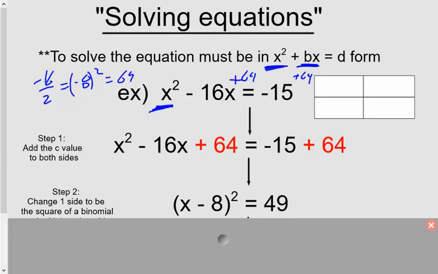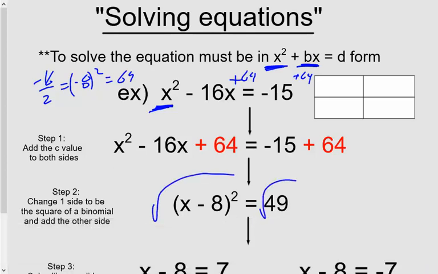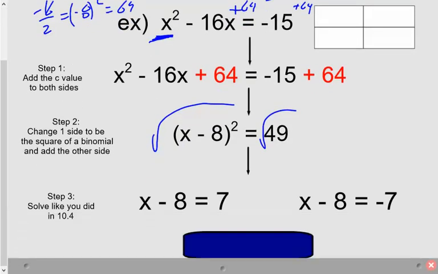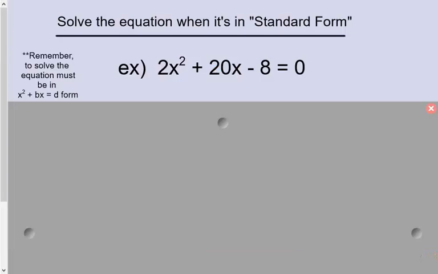Now basically what we're going to do is square root both sides like we did in 10.4. So that gives us x minus 8 equals 7, x minus 8 equals negative 7, and x equals 15, and x equals 1. Those would be your two solutions. So basically we're doing 10.4 with one additional step. We're transforming the equation so we can use square rooting.